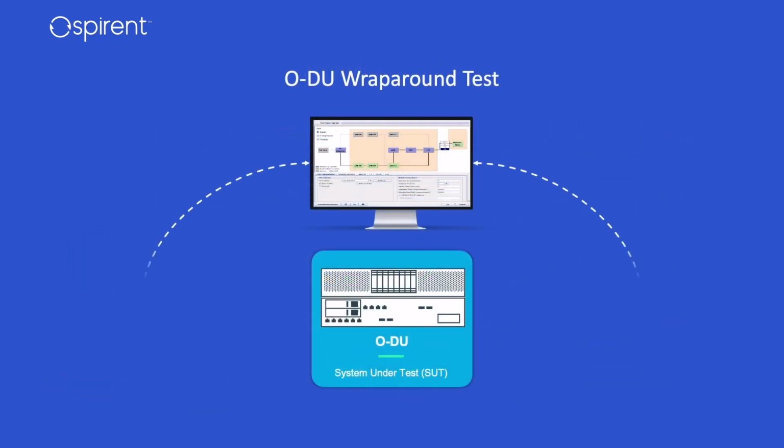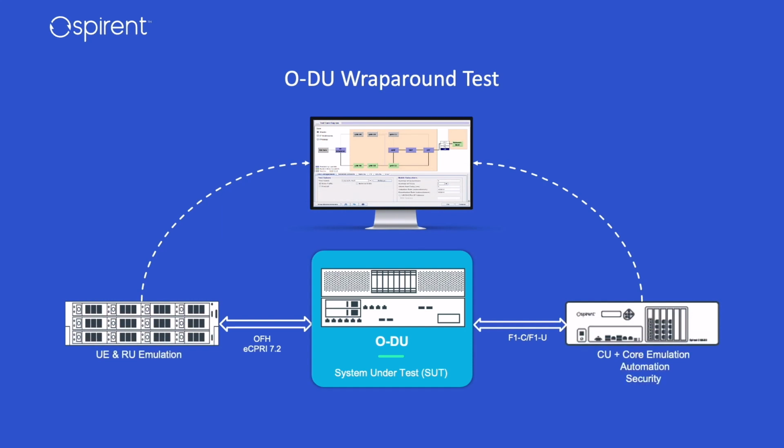O-DU wraparound test is one of the use cases that a Spirent O-RAN solution offers. O-DU wraparound test sees O-DU as a system under test, or SUT for short. The solution uses UE plus RU emulation on the left to interface to the O-DU SUT over the open fronthaul following O-RAN eCPRI 7.2 specifications, and the CU plus core emulation on the right to host the SUT over the O-RAN midhaul complying with 3GPP F1 interface specifications.